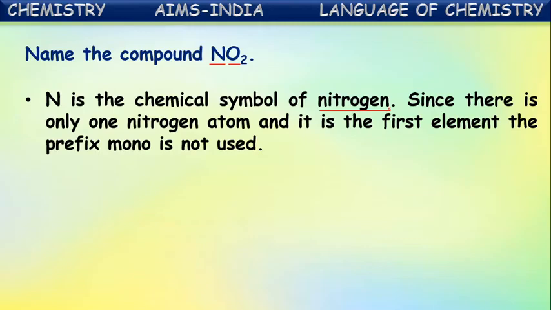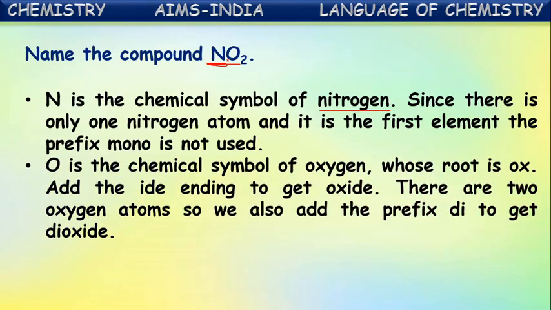Mono nitrogen is not written. If there are more than one, suppose there are two nitrogen atoms, then dinitrogen is written. But here in this compound, the first element is nitrogen and there is only one nitrogen atom. So we directly write nitrogen. Let us go to the next, the second element.